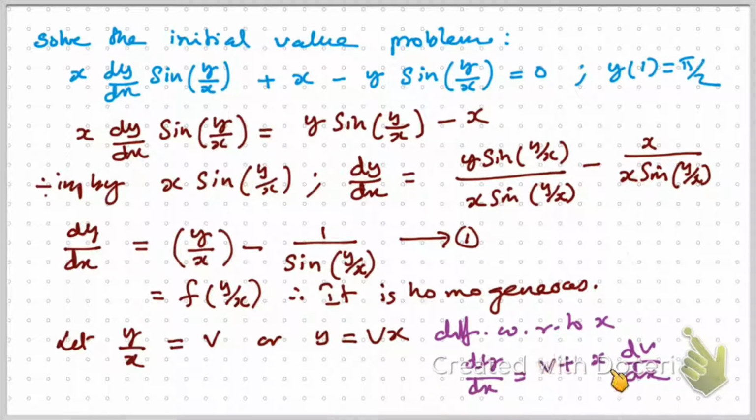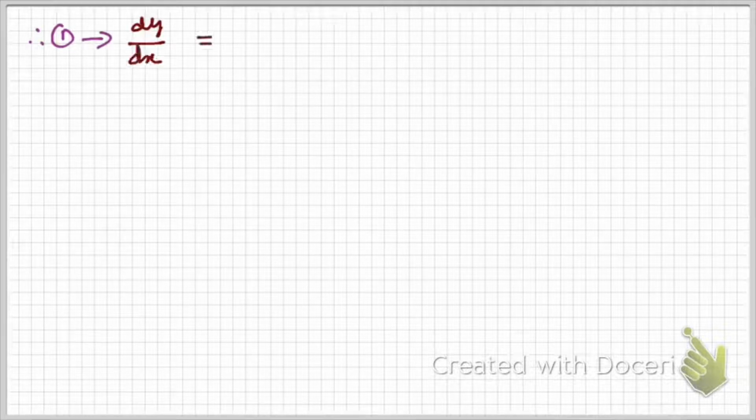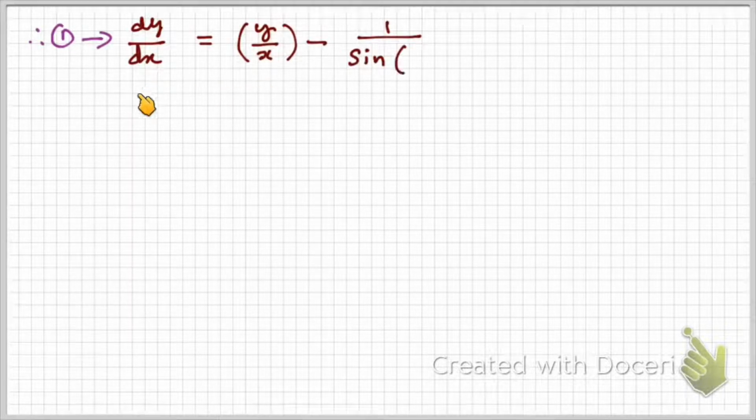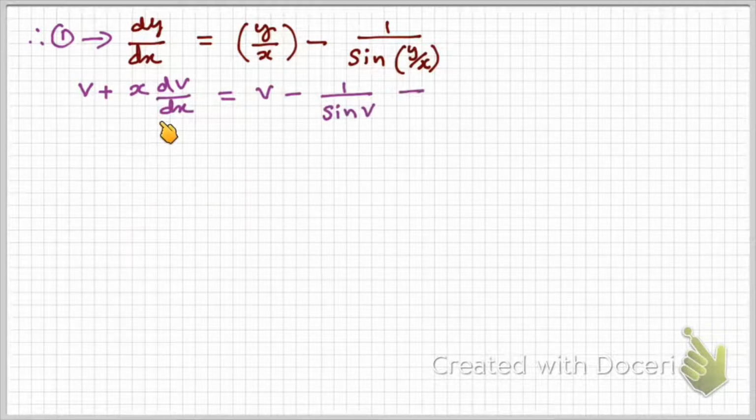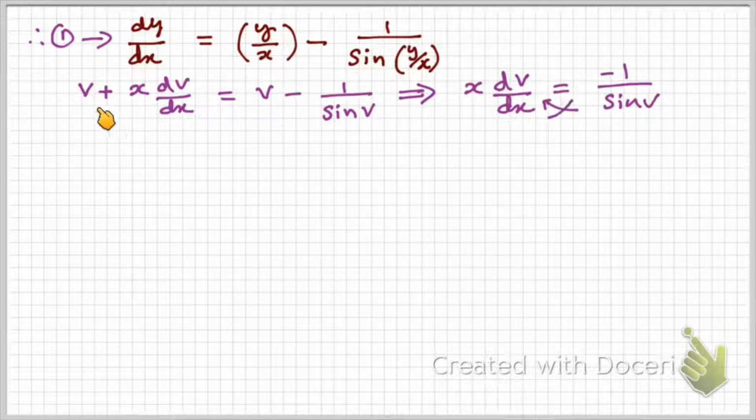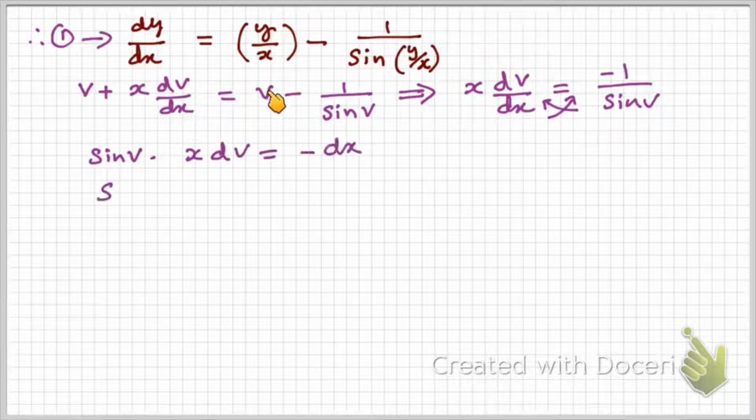So my dy/dx would become this, and this would become v minus 1/sin v. So my original equation, equation number 1, is now going to be v + x dv/dx is equal to v minus 1/sin v. And on further simplification, I realize that v and v will get cancelled from both sides. So what I have is only this, and then I cross multiply both ways.